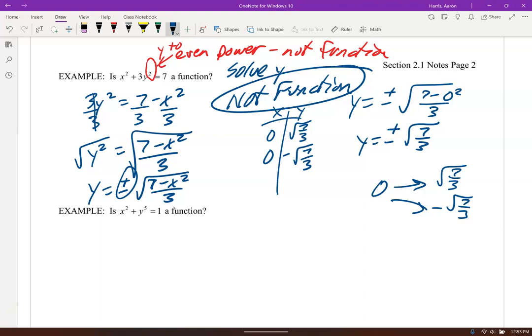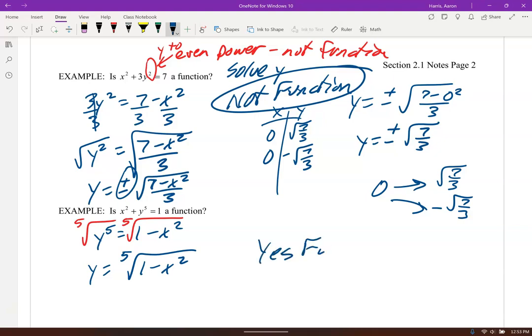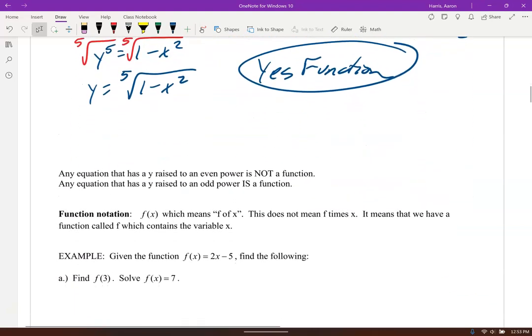So this will be a function on this next one, and I'll show you here. Let's go ahead and subtract x squared on both sides. And now let's take a fifth root. Well, it's a fifth root, so there's no plus minus involved like with even powers. So whatever x you plug in, there's only going to be one y. So this yes is a function. Okay, so that's algebraically how you look at that.